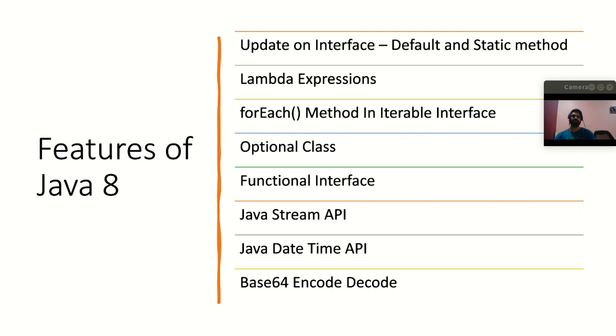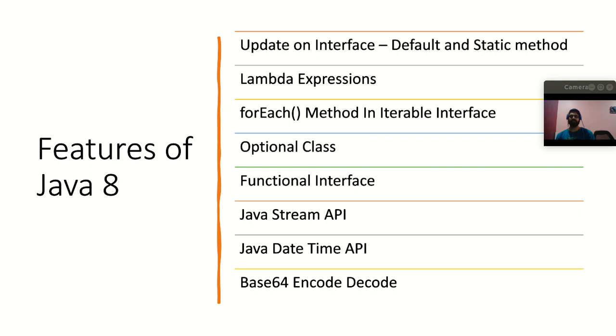The next was the functional interface. So what is a functional interface? A functional interface is an interface which contains only one abstract method, and it can contain any number of static and default methods. But a functional interface can contain only one abstract method. Let's say I define two abstract methods inside an interface, then it will not be called a functional interface. For an interface to be a functional interface, it should contain only one abstract method, right?